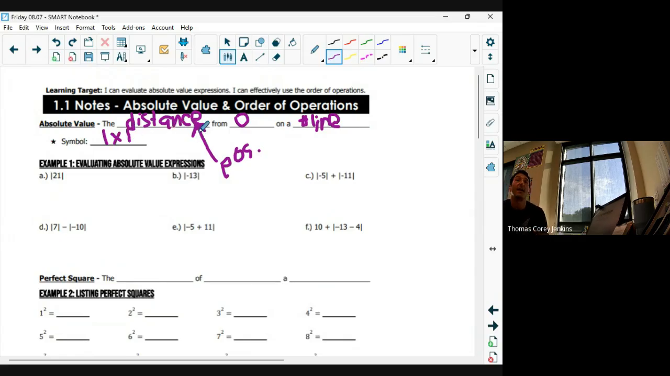So if you see anything in the middle of the bars, that's absolute value. Now, I had you get calculators. Generally speaking, I think there probably is an absolute value function on there, but we don't use calculators to figure absolute value. We do that by hand. Okay.